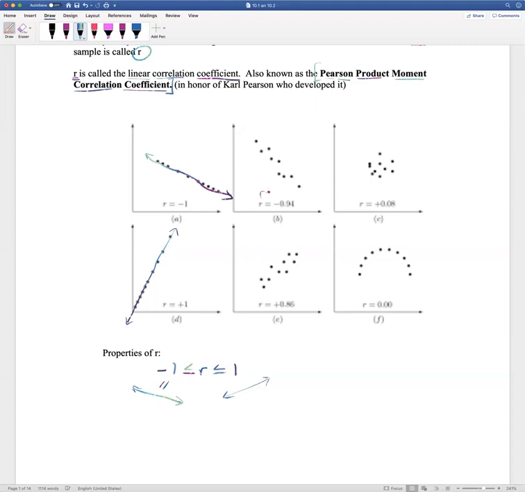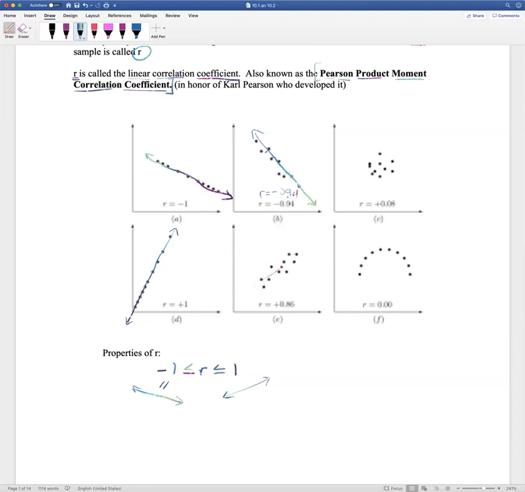Now, let's take a look at this example. This is R is equal to -0.94. Okay, so what this means is we have fairly strong linear correlation. And notice also that it's negative because the trend of these points is to fall from left to right. And we can draw a line that's pretty close, that hits a decent amount of these points, and the other points are only a small amount off of it.